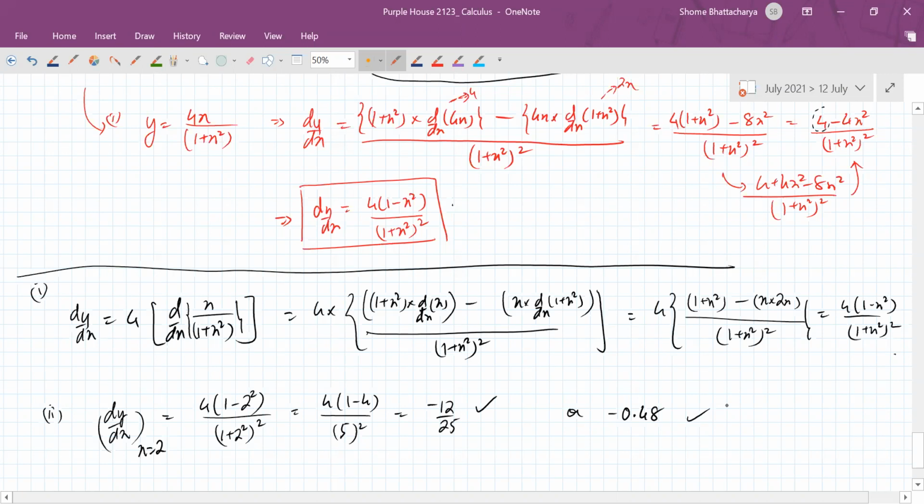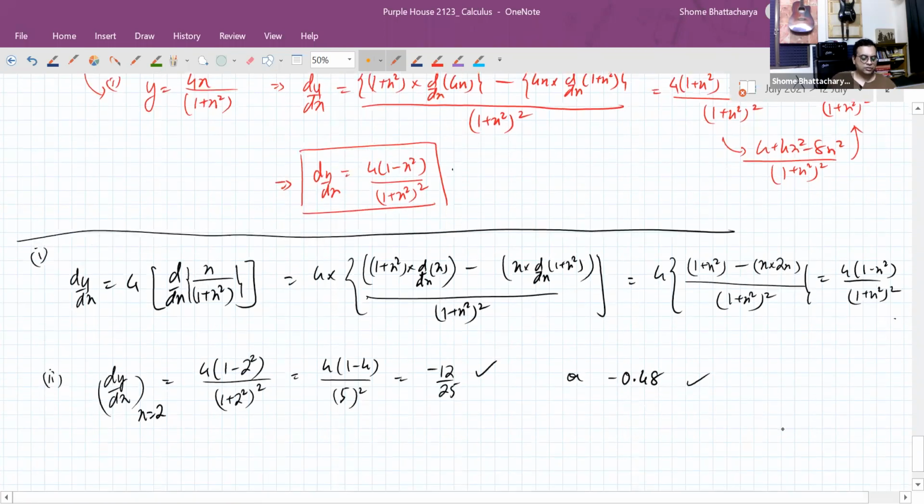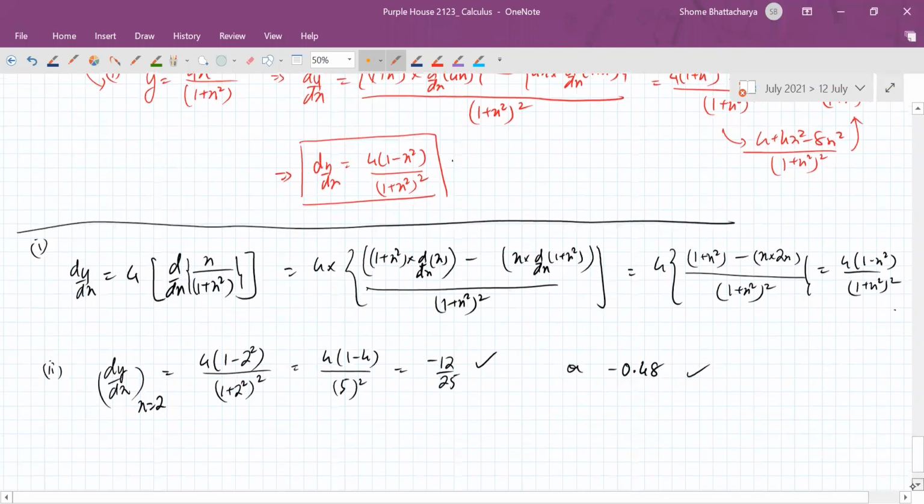Sir, the second one you counted out the slope of tangent. So here we won't use the graph. Yeah, I didn't ask for the graph in the question. I just asked for the value of slope of tangent. So I just need this numerical value, no? Minus 12 by 25. Okay, sir.